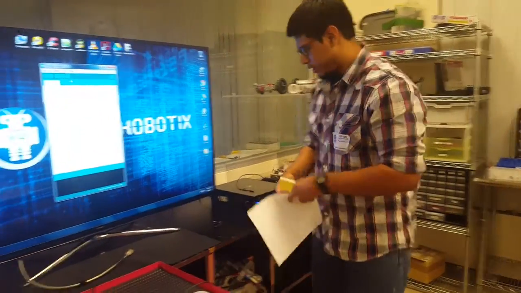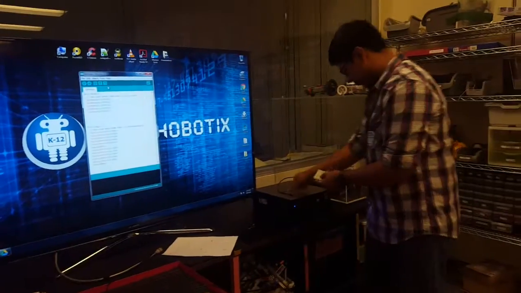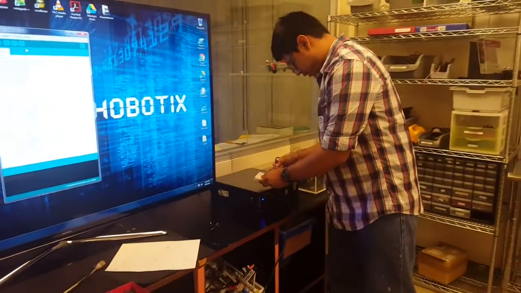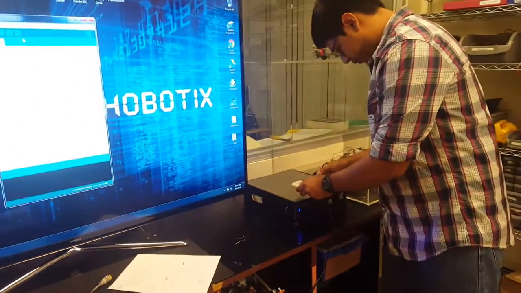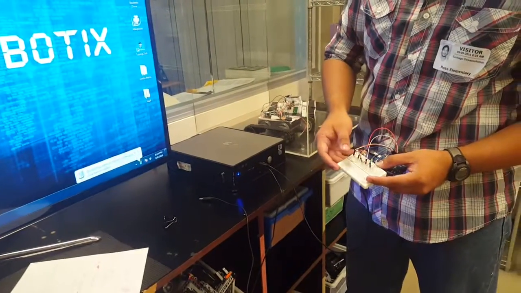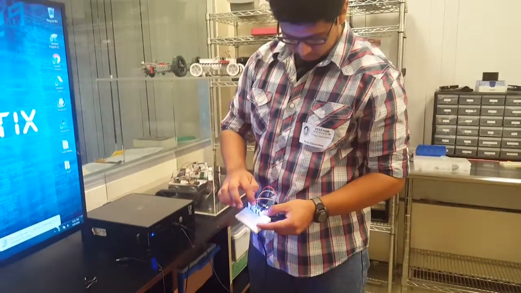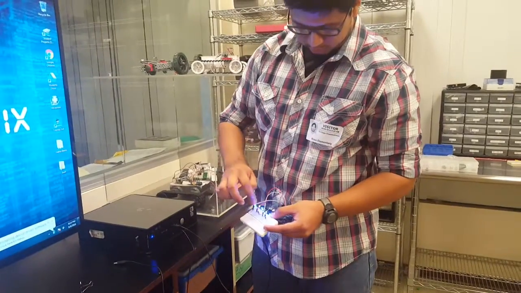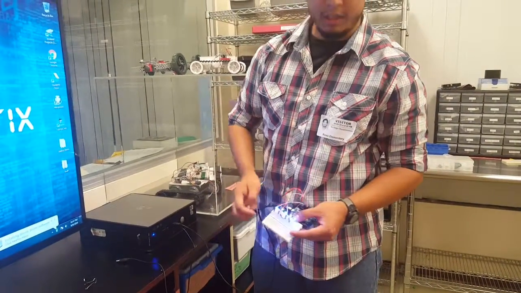And here's how my project looks. It's connected. One, two, three, four, 5 LEDs.